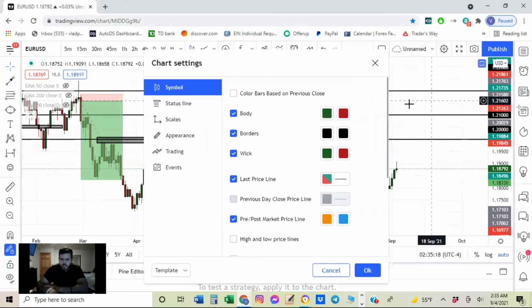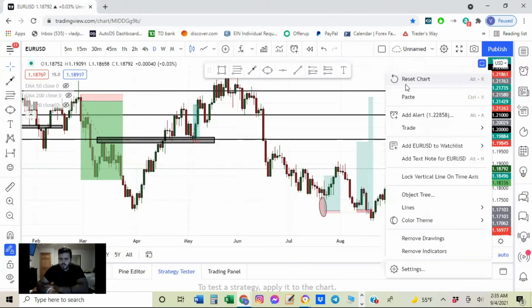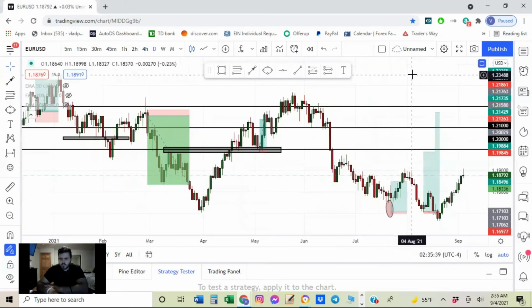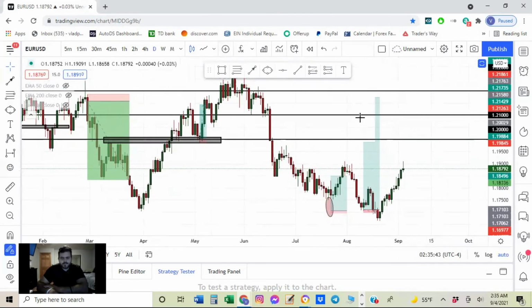What we have here is settings. I really don't use anything except right here, symbols. You can change symbols, which I'll show you in a second. You can change your candlesticks, and I'll explain why I changed them. All right, the reset button is pretty self-explanatory. It resets. And then here we just have a screenshot.